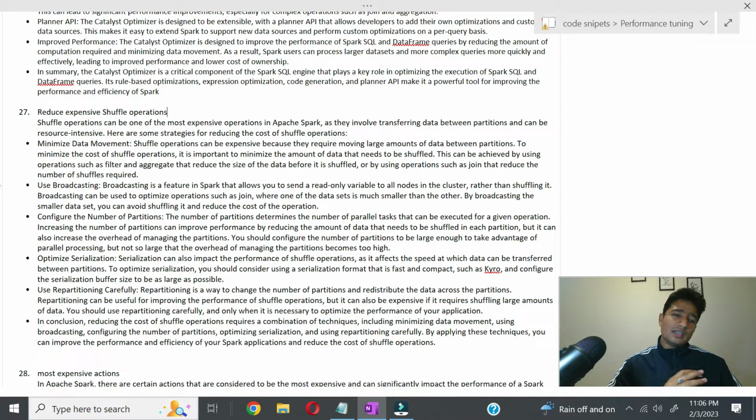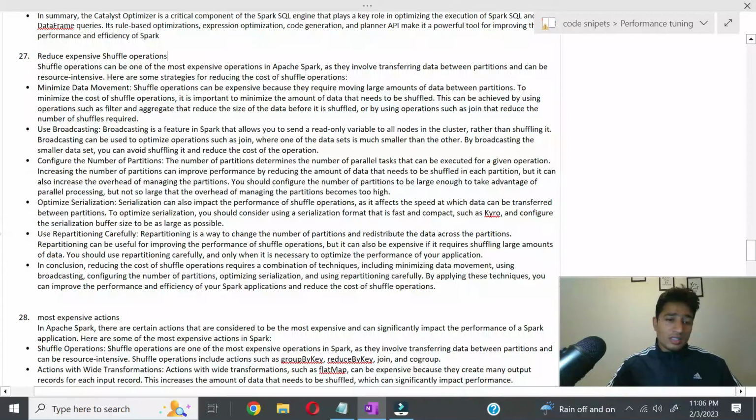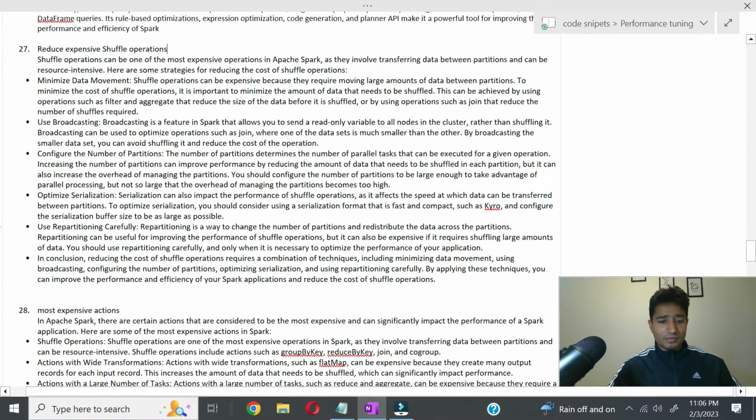If you have a data set that is small enough to fit in memory, broadcast it so that it does not need to be shuffled again and again, right? You can use optimized serialization, you can use repartition, you can configure the number of partitions properly. So these are all methods which will help you to reduce the shuffle operation.